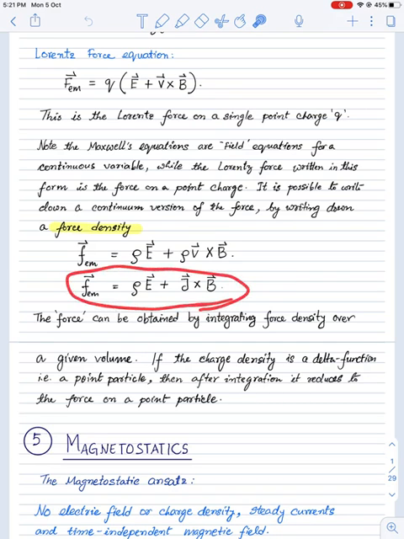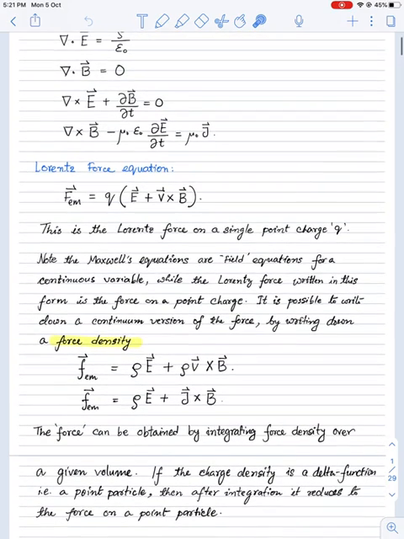Okay, so this is, if you like, a continuum version of the Lorentz force equation, and that is why I am calling this a force density. If you integrate the force density over a volume, you get the total force acting on a given charge configuration or current configuration. So this is what will be very useful. This idea is very useful.